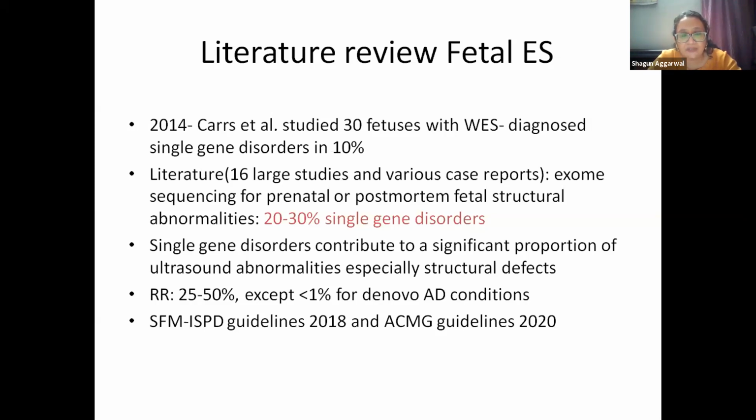So if you review the literature on fetal exome sequencing, this was first done in 2014.